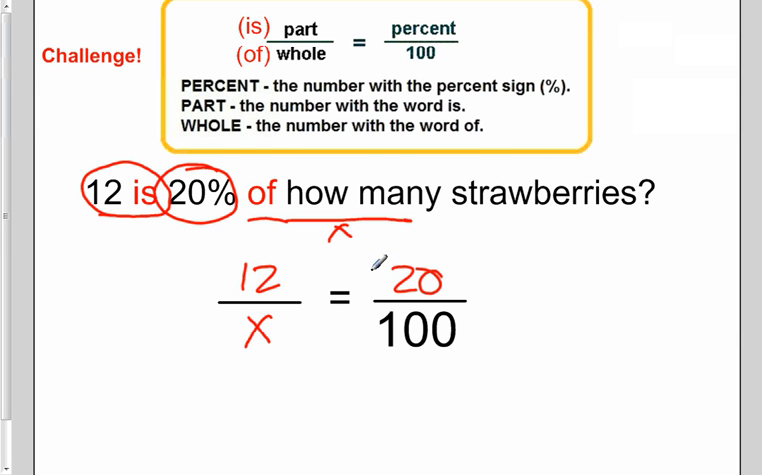Side to side, not so much, but how about we do the up and down? How do I get from 20 to 100? That's times 5. So 12 to x times 5 as well, and x equals 60. So if I have 12 strawberries, that's 20% of how many? It is 12 is 20% of 60 strawberries.